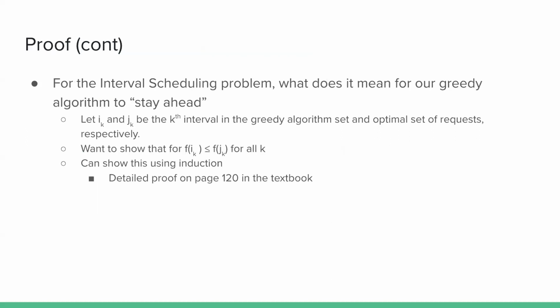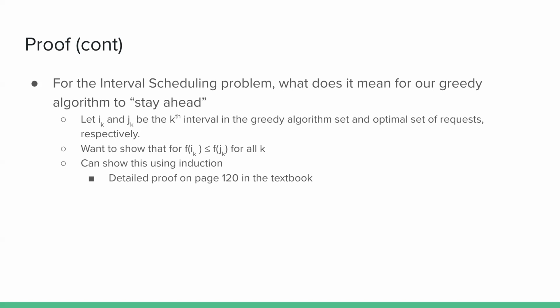So, we're going to do this using induction. For the interval scheduling problem, we've defined staying ahead of the optimal solution as follows. If i_k and j_k are the kth intervals, i_k is the kth interval in the greedy algorithm set, and j_k is the kth interval in the optimal set of requests. We want to show that the finish time of the kth interval in our greedy algorithm is less than or equal to the finish time of the j_kth interval in the optimal solution set, for all k.